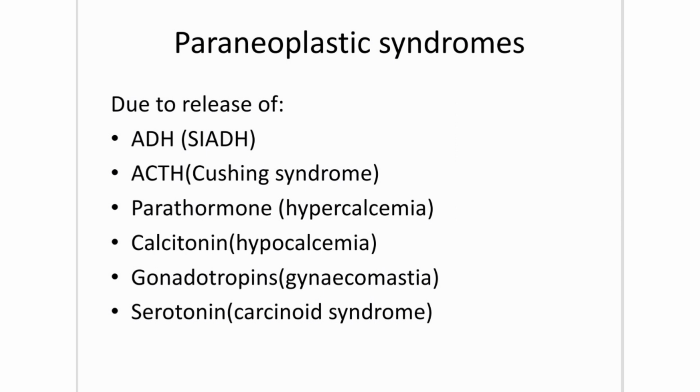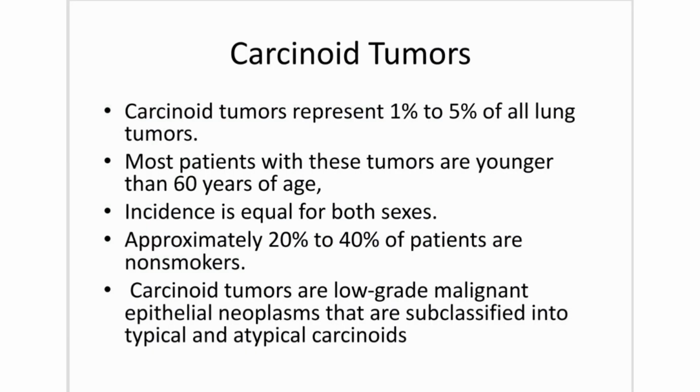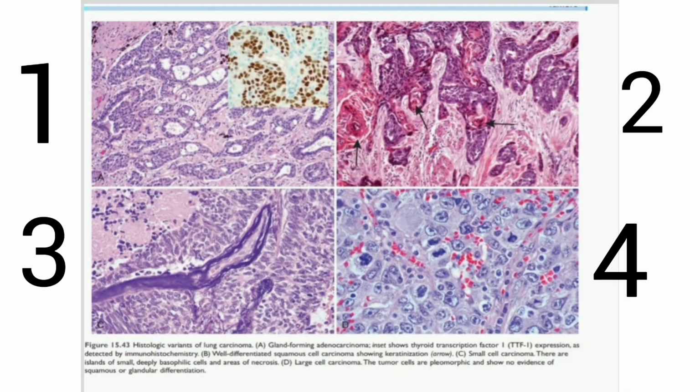Paraneoplastic syndrome, very important from your examination point of view. They are due to release of the hormones ADH, ACTH, calcitonin. Then Lambert-Eaton syndrome is asked in your viva, peripheral neuropathy, acanthosis nigricans and clubbing. Carcinoid tumor represents 1 to 5% of all lung tumors and they are low grade malignant neoplasms. Now look at these pictures carefully.